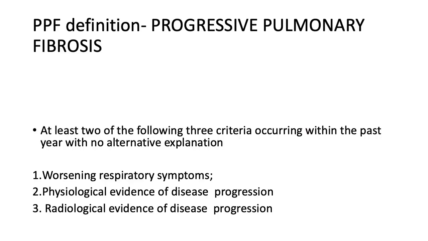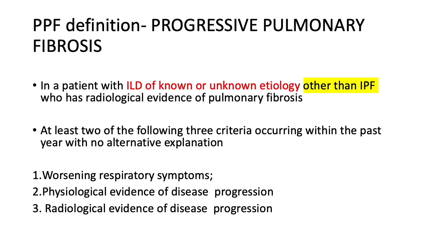Alright, so the term PPF means progressive pulmonary fibrosis, and progressive pulmonary fibrosis is typically defined as a non-IPF fibrosis that is worsening. So it's very simple to understand. It's basically an entity or any disease, ILD, where you know the etiology or you don't know the etiology like IPF, but it is not an IPF. So you haven't designated this as idiopathic pulmonary fibrosis, but this is progressing.